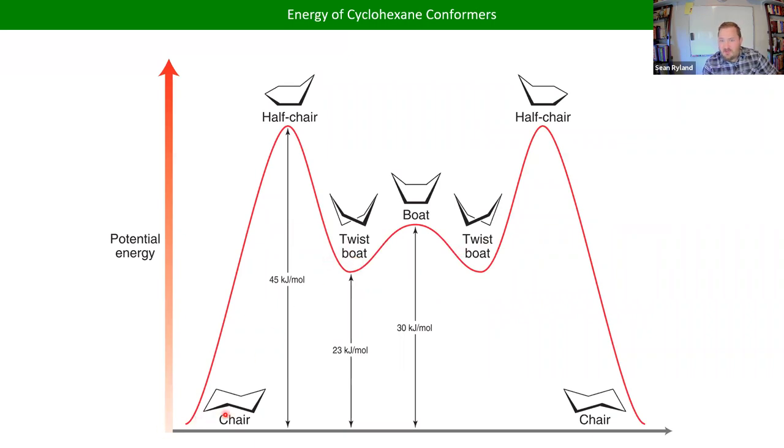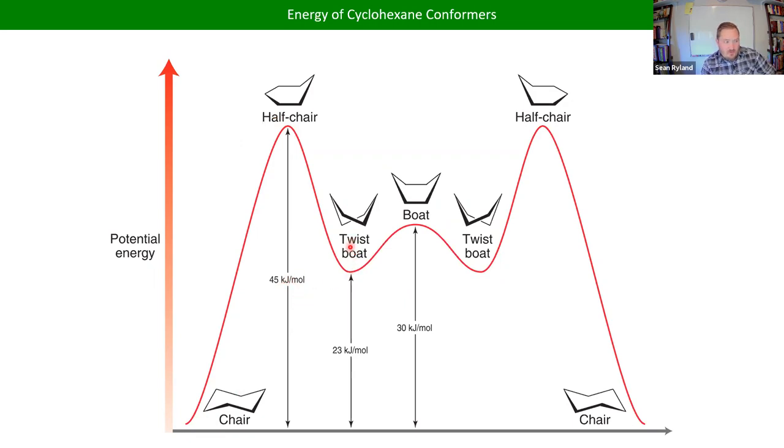The chair conformation is favored heavily. The amount of energy it takes to get from chair to this twist boat is way larger than any of the other transition energies we've talked about for these conformers.